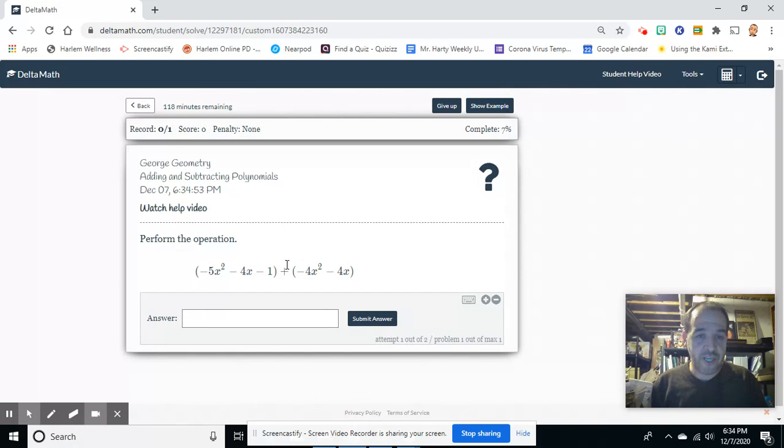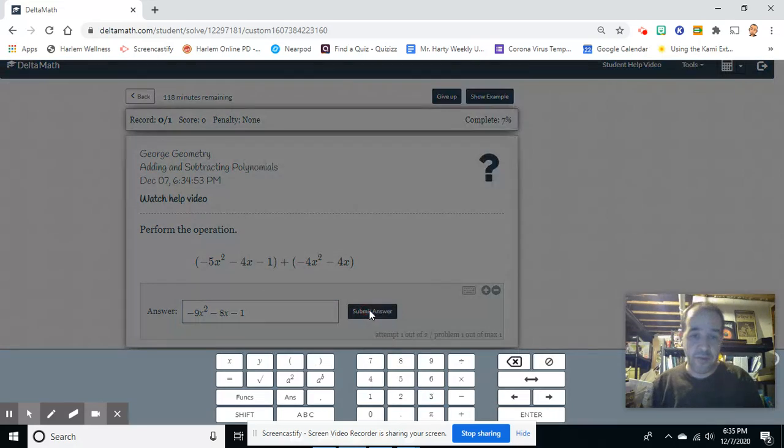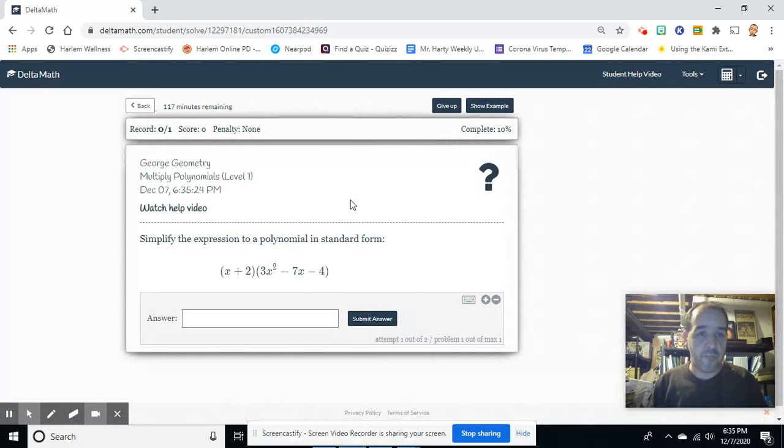So perform the operation. Again, it's adding. So find the like terms, negative 5 and negative 4, negative 9x squared. Negative 4 and negative 4 do not cancel. If I owe somebody $4, then I owe them 4 more. My bill is not paid. Minus 8x. And then there is no other term to be combined with my minus 1. So I just put in my minus 1. Go about my business. Okay, so hopefully that section was pretty easy for you.